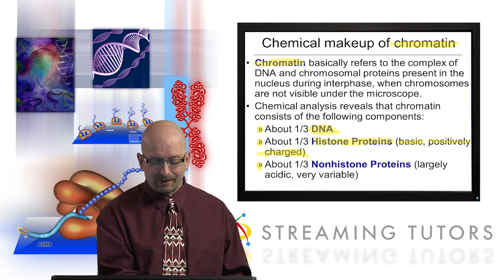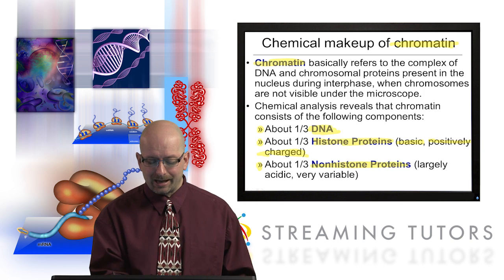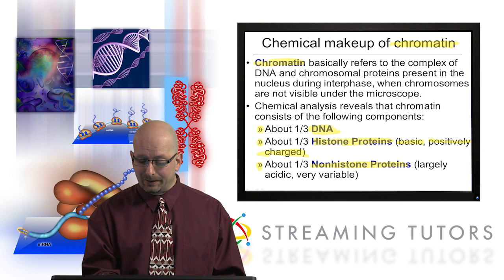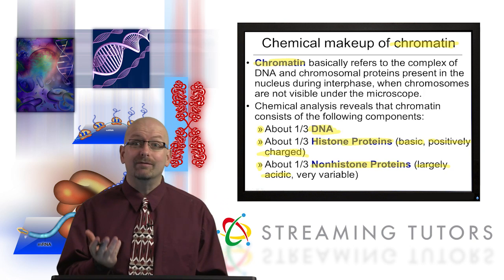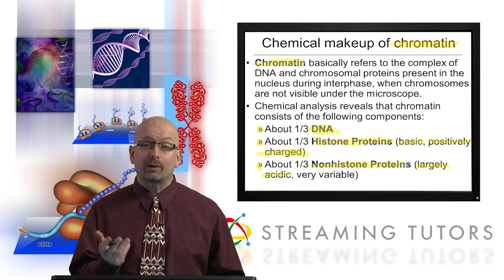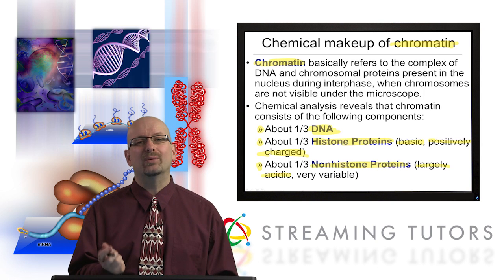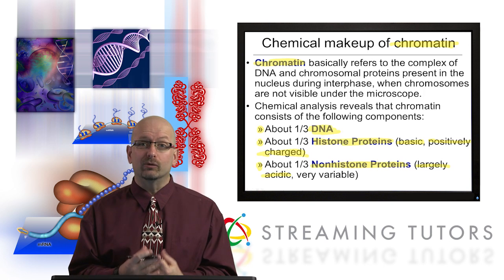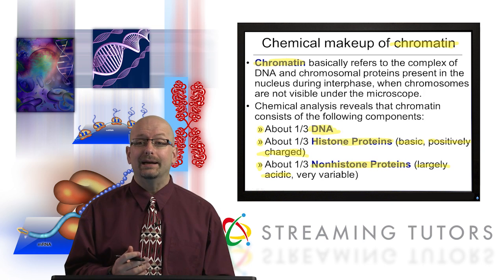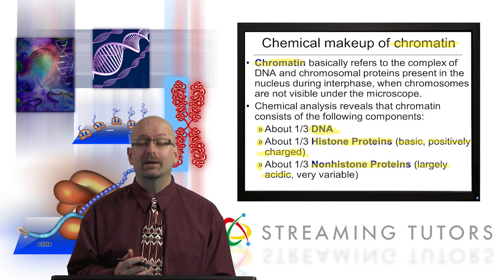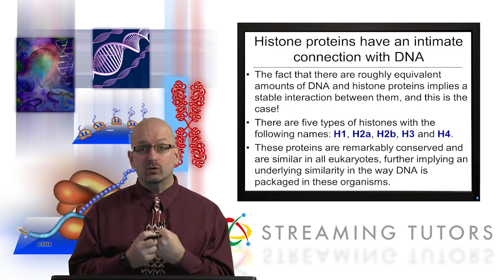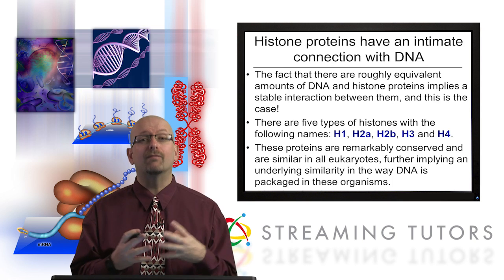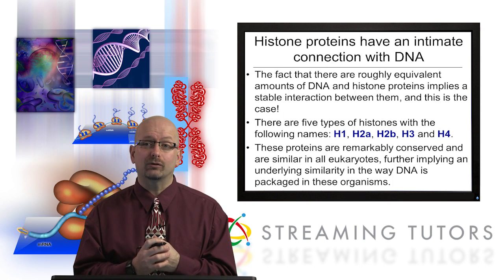And then what's left are other proteins that are not histones. These are sort of opposite. They're largely acidic, and there's a lot of variability to them. That's probably the part, those proteins, that we understand the least in terms of their specific role in making a chromosome. But let's think about the DNA and the histones first, because that's really something that's well understood, and it's a fundamental part of the compaction.